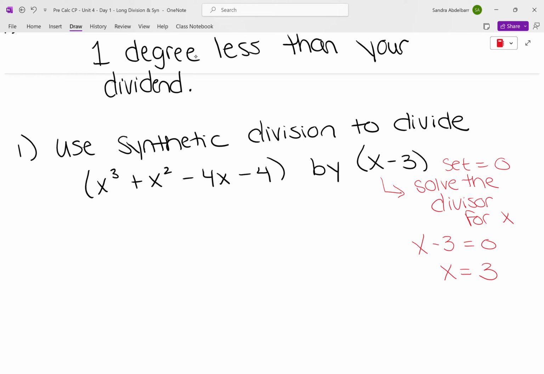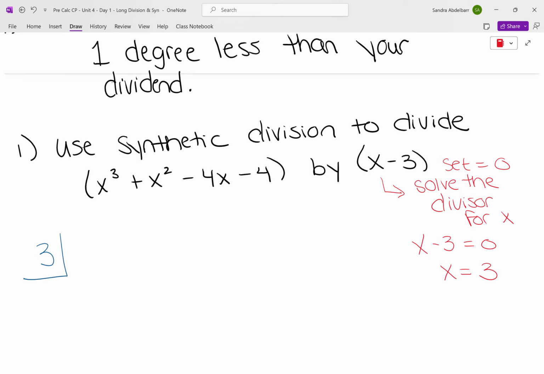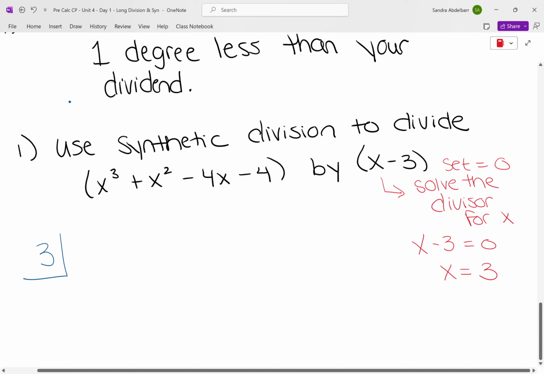So now what we're going to do, this is very different. So stay with me. We're going to take whatever we just figured out, that 3, and you're going to put it in a little box on the side. Do you guys remember this? Kind of. All right, you're going to put it in a little box.